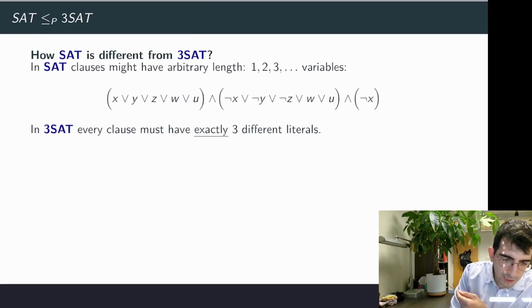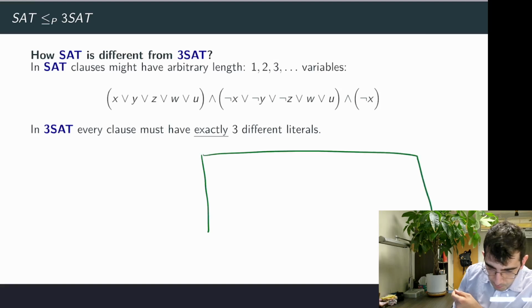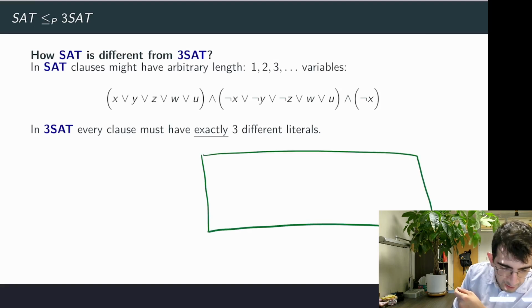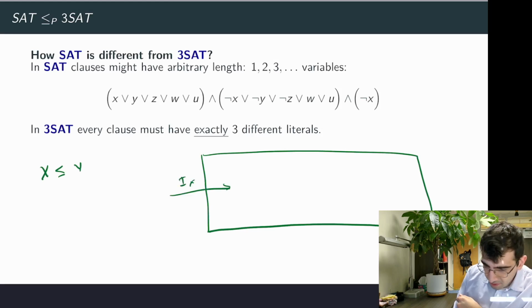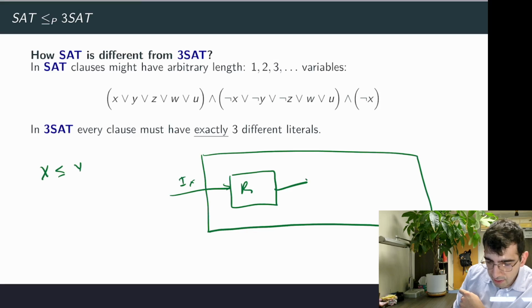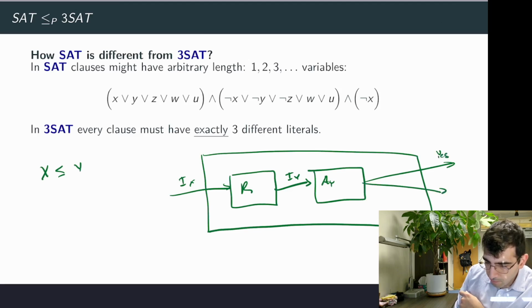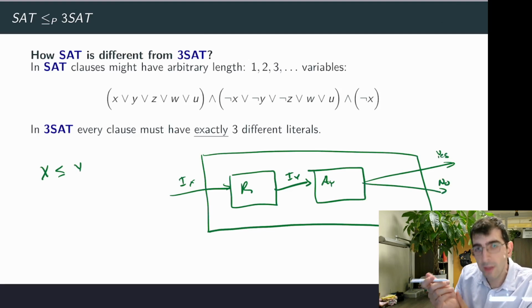Now remember, we want to show a reduction. If we want to reduce X to Y, we have the input for X. We want an algorithm for X such that we have some reduction that transforms it into an instance of Y, so that the algorithm for Y could solve it and give a yes or no. That's what the reduction shows.